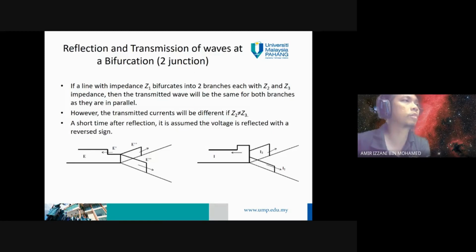Reflection and transmission of a wave at a bifurcation, or two junctions. Suppose we have one original line here, and at one junction it is terminated into two transmission lines.